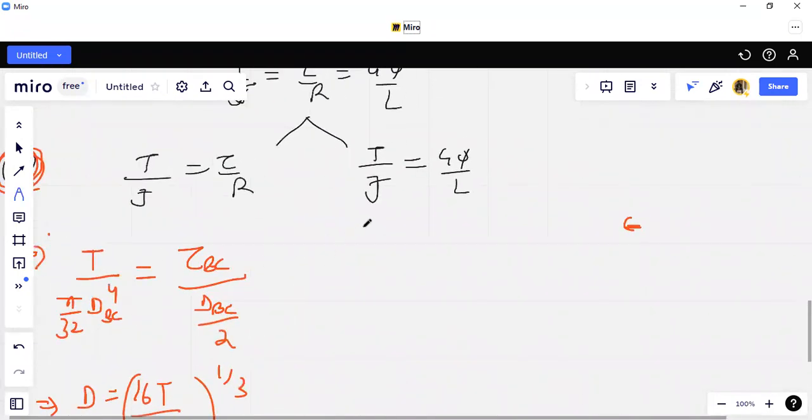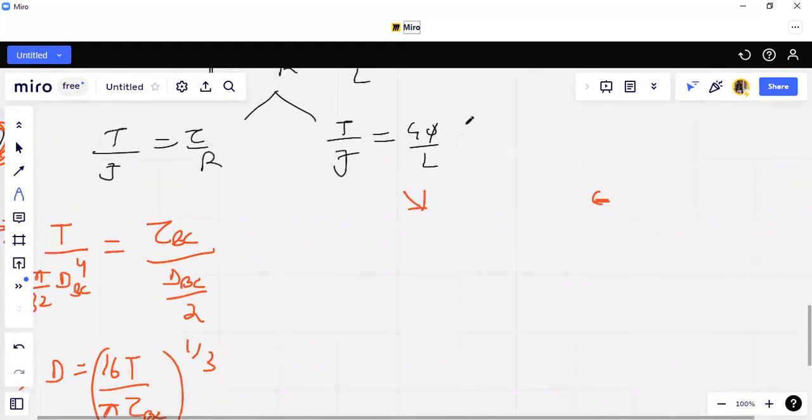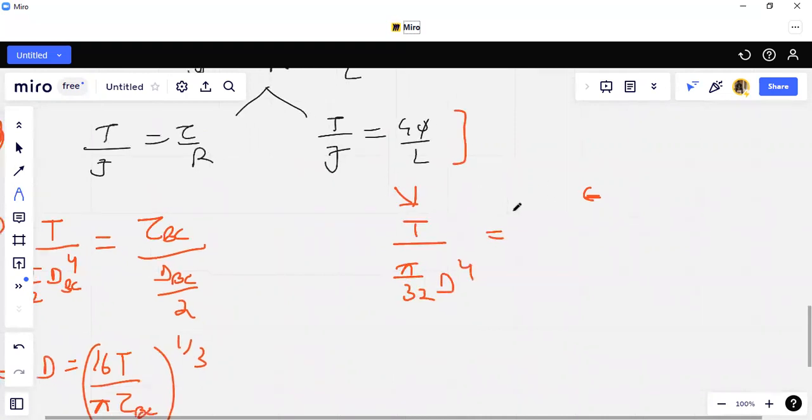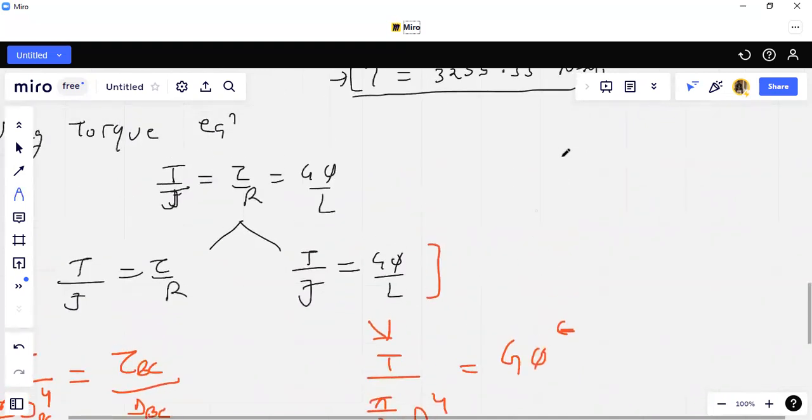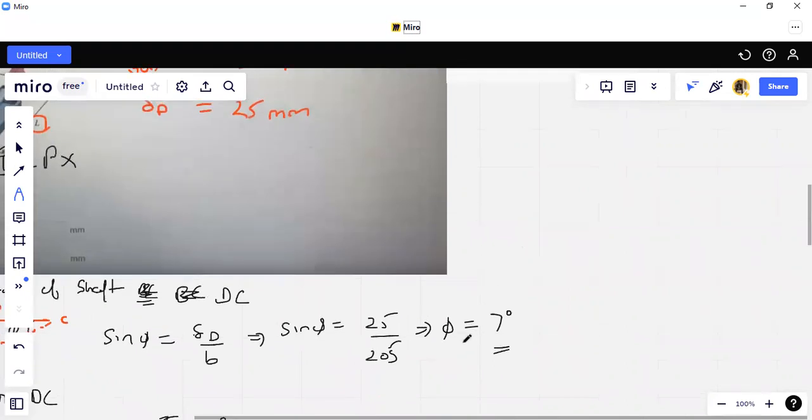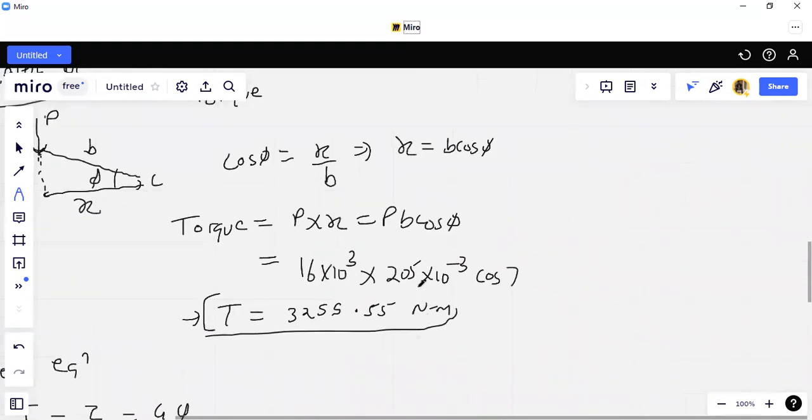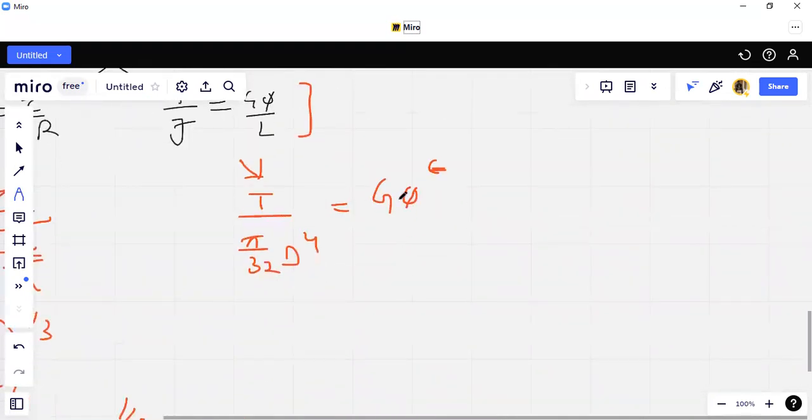Now moving to the second way, if I calculate the diameter using this equation. So this is again T by J, this is pi by 32 d to the power 4, is equal to G phi by L. We know the G data, right? G and phi. Phi is in degree. Remember, this phi is in degree. We have to convert this degree into radian by multiplying by pi by 180, and this is the L value.